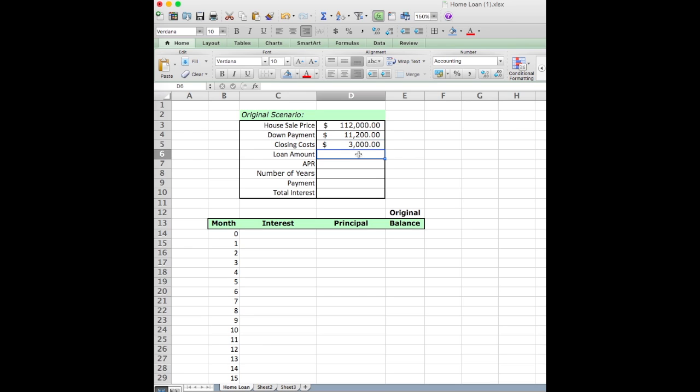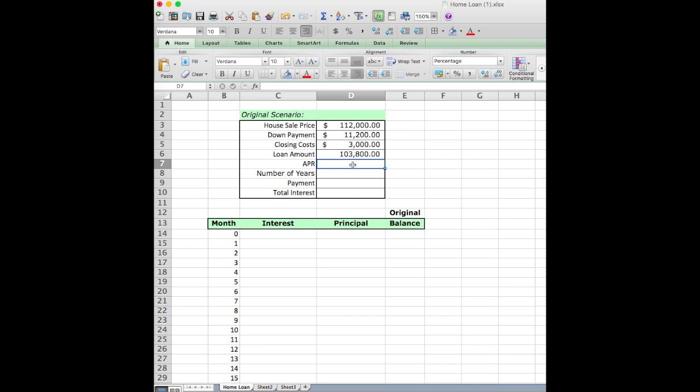And then the loan amount. So for the loan amount we're going to put in a little equation. I'm going to say equals, and here's how the loan amount would work. I'm going to take the sell price, I'm going to subtract off the down payment, and then I'm going to add on the closing costs. And then I hit enter, and we see that the loan amount will be for about $103,800.